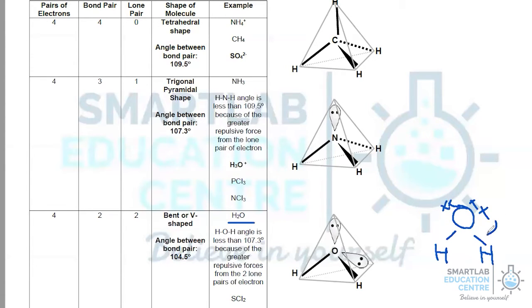So with 2 lone pairs exerting greater repulsion force on the bond pairs, we expect this angle to be even smaller. So that's the reason why when it is 4 bond pairs, the angle is 109. When it is 3 bond pairs, it goes to about 107. And finally, when it's 2 bond pairs, it's about 105.